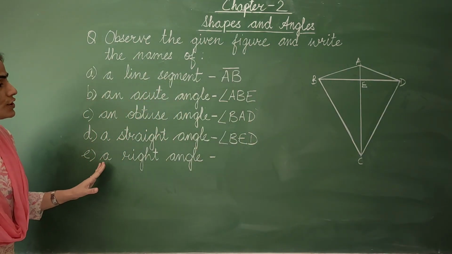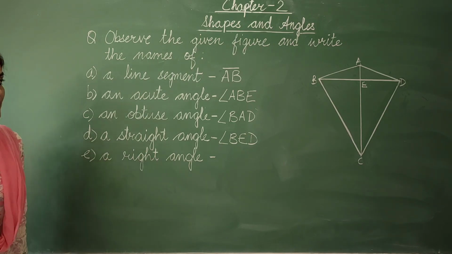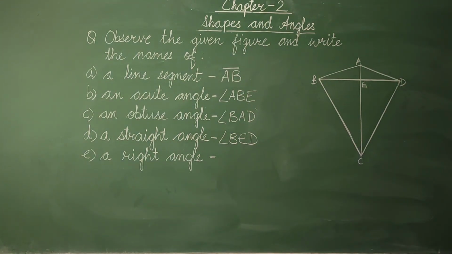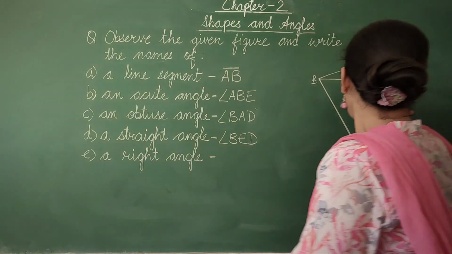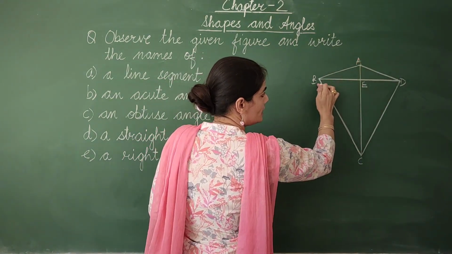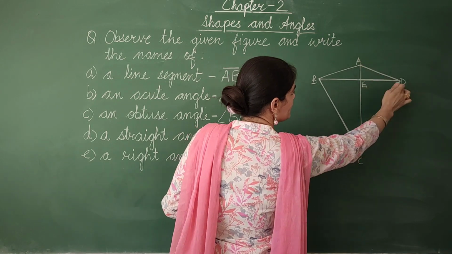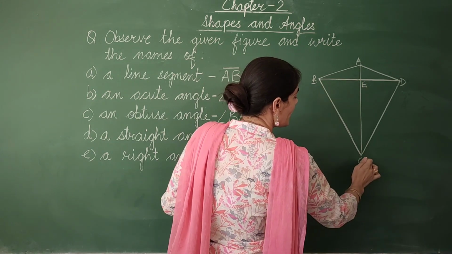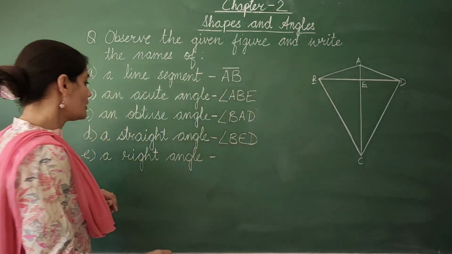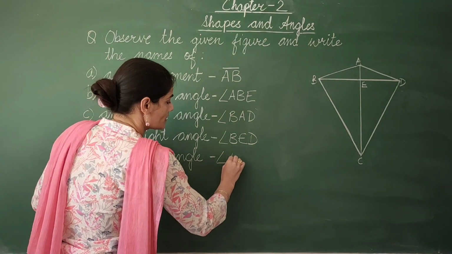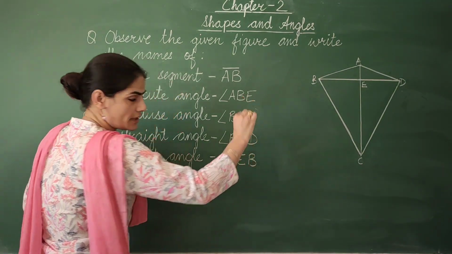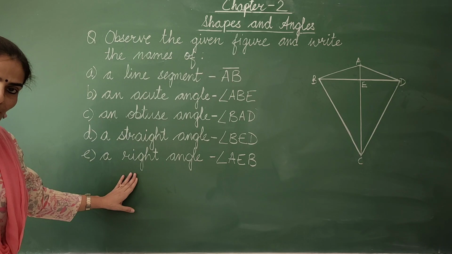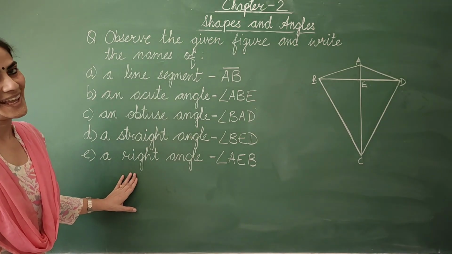Lastly, they want you to write a right angle now. Do you observe any right angle here? Yes, I observe 4 right angles, beta. One is angle AEB, the other one is angle AED, the other two are angle CEB and angle CED. So let's write one, and I write angle AEB. I feel I have made myself clear to each and every child. So let's move to the next question.